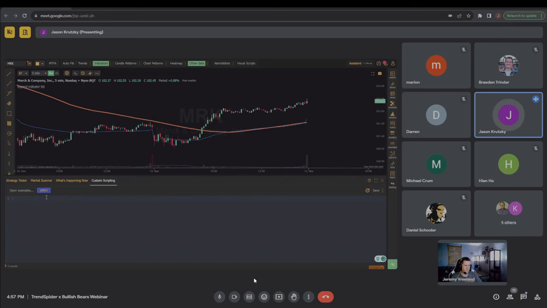So I tell you this to say that if there is a Gann script out there that's in JavaScript, you can absolutely bring it in here. If there is, let's say, a Pine script version, you can absolutely make the request down here, the contact us button.